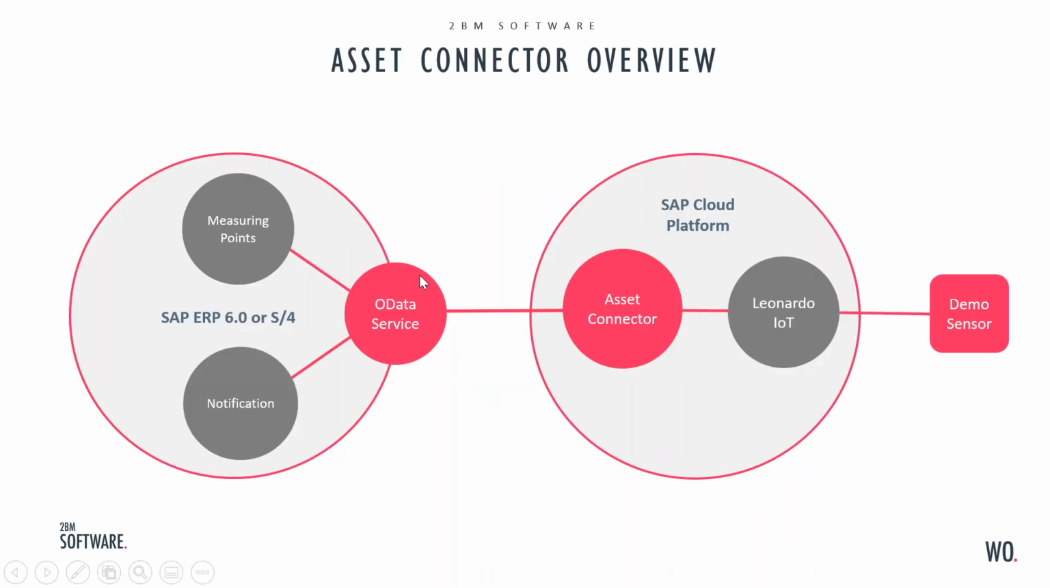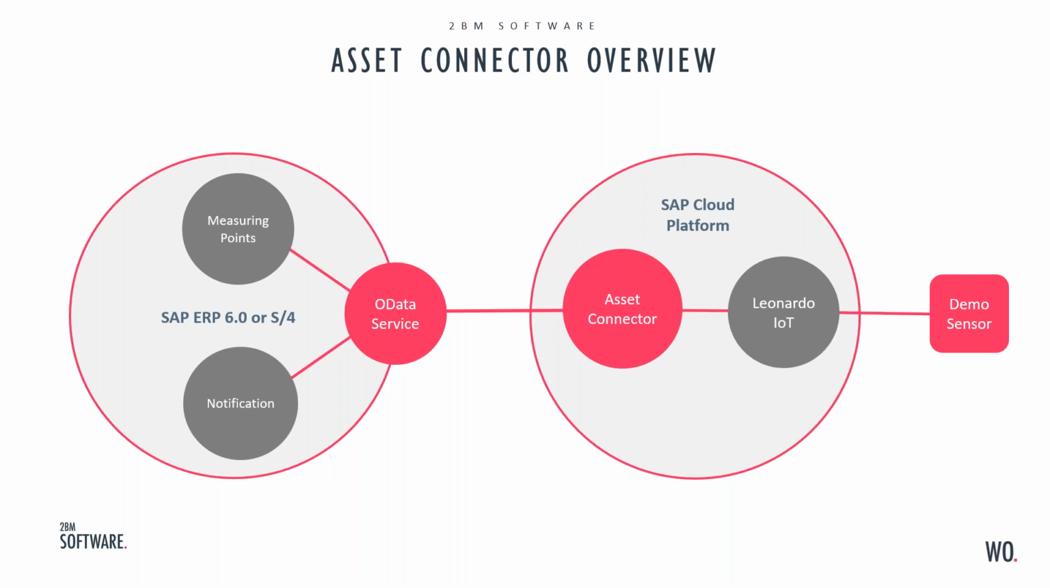I think we take the next slide and go into a little more detail of how exactly the setup is for today. The journey starts with a sensor that we have brought today, and we will show you in a little while. It's a demo sensor that we have connected to a Leonardo IoT platform. From Leonardo IoT platform, we go via our asset connector into the SAP system, where we can update measuring points with values coming all the way from the sensor, and we can also create new work orders or notifications based on thresholds that we configure in the Leonardo IoT.